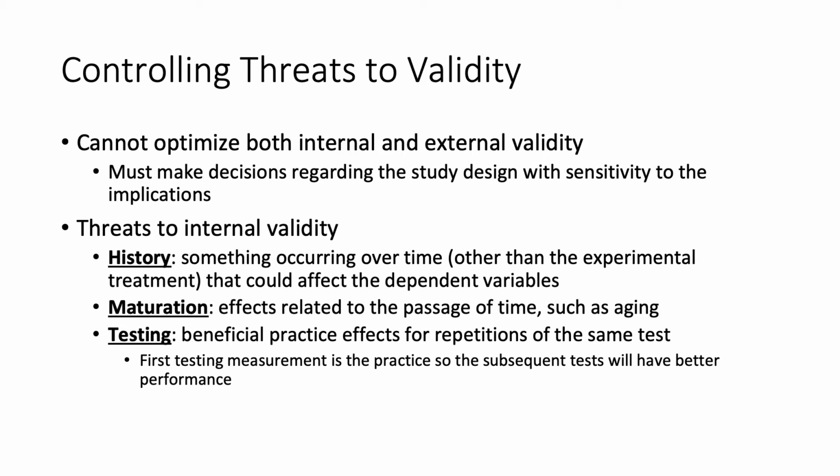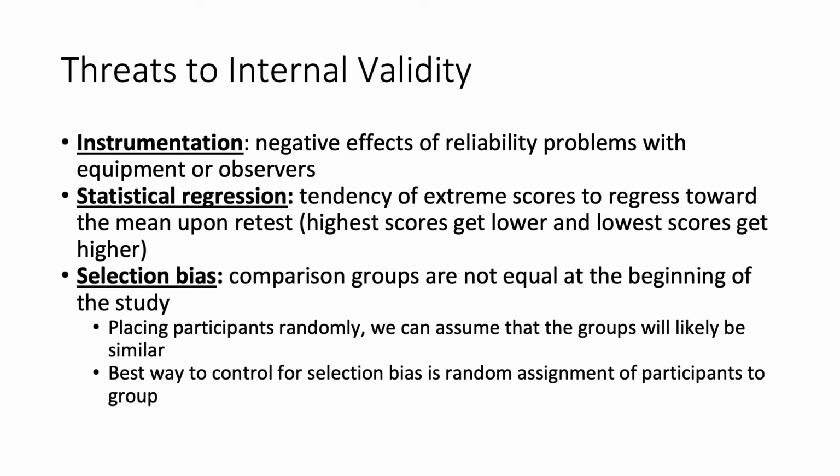Another threat is testing, which is a threat to a study that involves one or more repetitions of the same test, because of the potential practice effect. Taking the test the first time serves as the practice on that test, and then subsequent tests will have better performance. Instrumentation refers to the potential sources of data error resulting from the data collection process, such as equipment malfunction, software bugs, or misusing a piece of equipment. When a study involves the use of observers, there's the potential for recorded observations to vary over time and across conditions, which can also be a threat to internal validity.